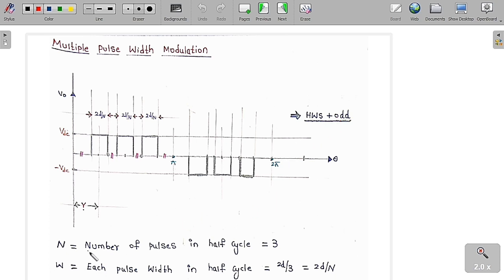So here N is called the number of pulses in the half cycle. In the output voltage you can see the number of pulses in the half cycle is equal to 3. So therefore capital N is equal to 3. So N indicates the number of pulses in the half cycle in the output signal, or the number of carrier pulses in a given half of the time period. So it is equal to 3. Whereas W is called the pulse width of each pulse in the output in a given half of the cycle. So each pulse width in half cycle is equal to 2D by capital N, but here N is equal to 3. So therefore 2D by 3.